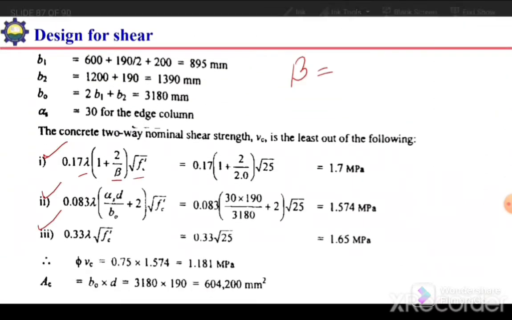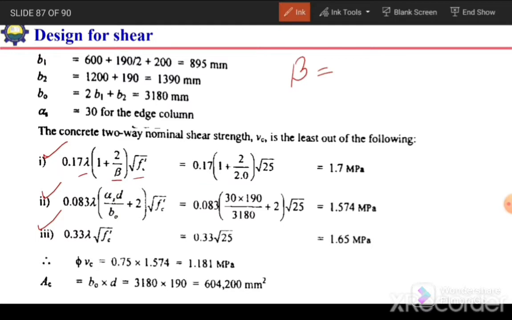Okay, next in this equation we have lambda factor and its value is 1. So we can calculate the Vc value from here. So if we substitute these values, lambda 1, 0.17 times 1 plus 2 over beta, beta is also 2, and square root Fc prime, and Fc prime is 25. So it will give this value, and in second case alpha s. So in case of edge column, the alpha s value is 30 and d is 190, it is given.